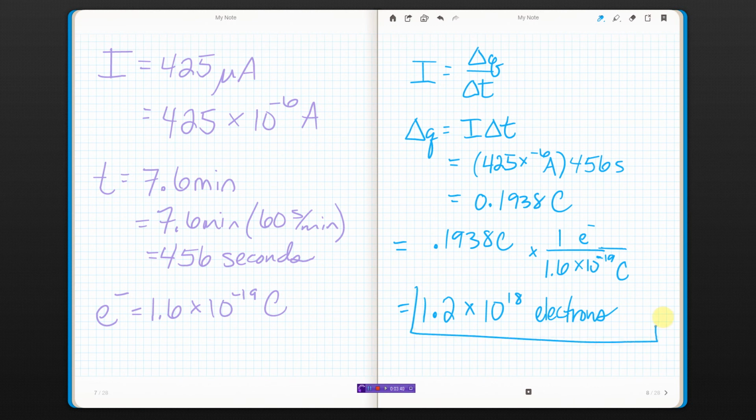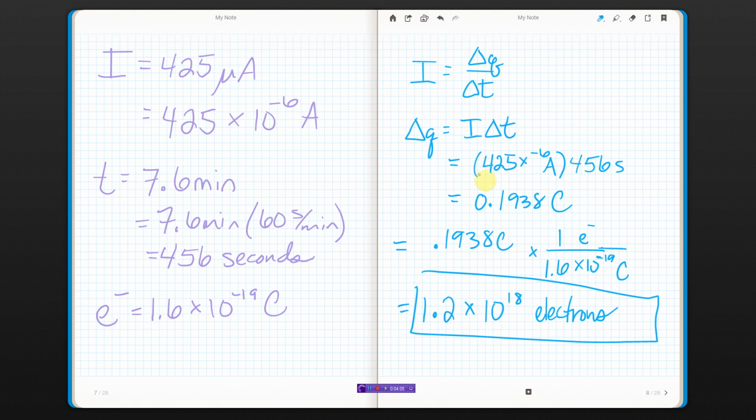I've also seen people do this as one big conversion. They start out with this, and then they multiply by this, and the 60, and then times the 1.6 times 10 to the 19th. They just do it in one big long line of things. That's totally cool. You can do that.